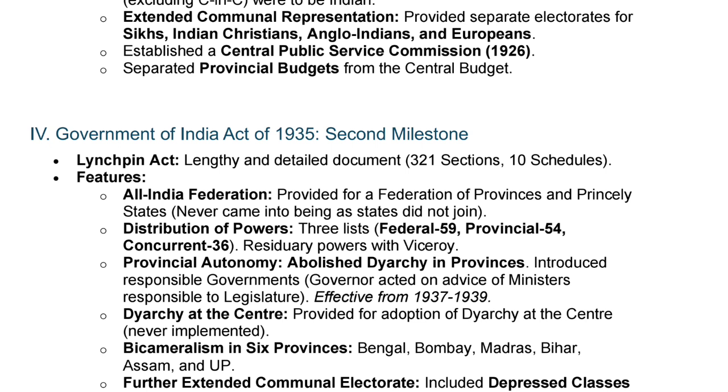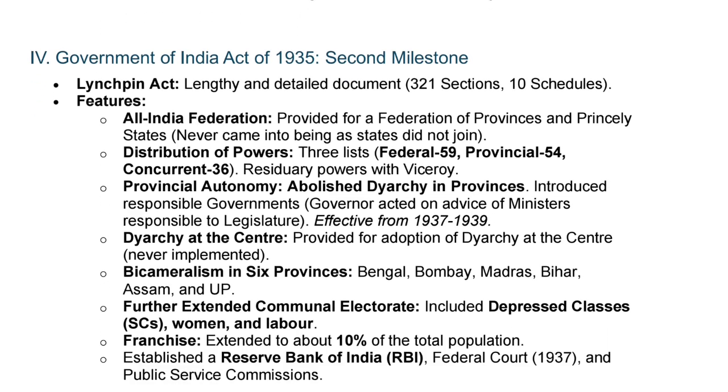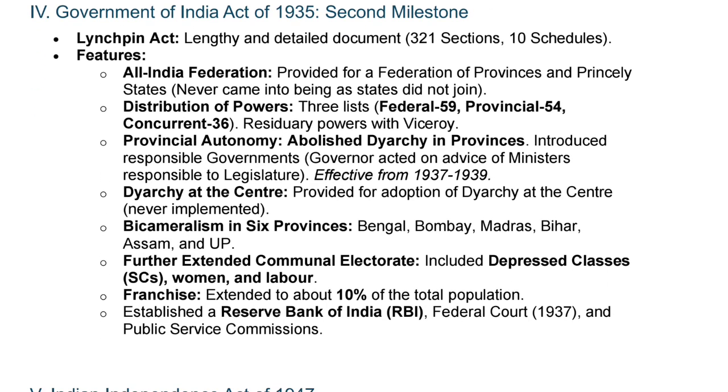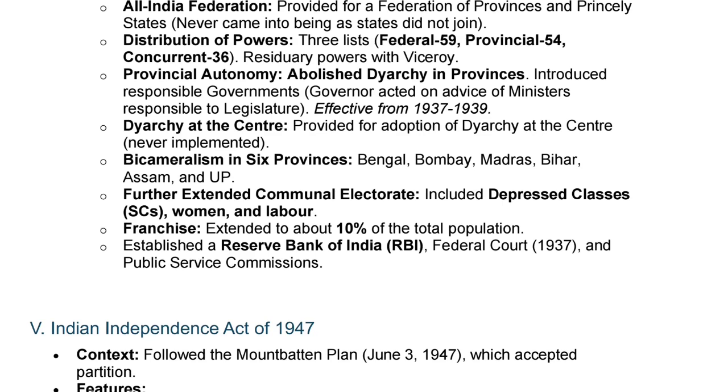4. Government of India Act of 1935, Second Milestone, Linchpin Act, lengthy and detailed document, 321 sections, 10 schedules. Features, All India Federation, provided for a federation of provinces and princely states, never came into being as states did not join. Distribution of powers, 3 lists, federal 59, provincial 54, concurrent 36.